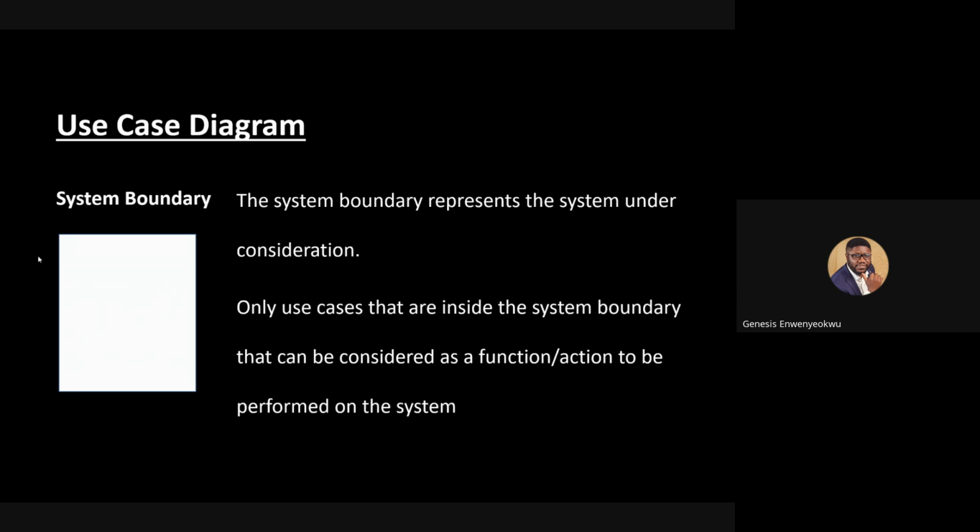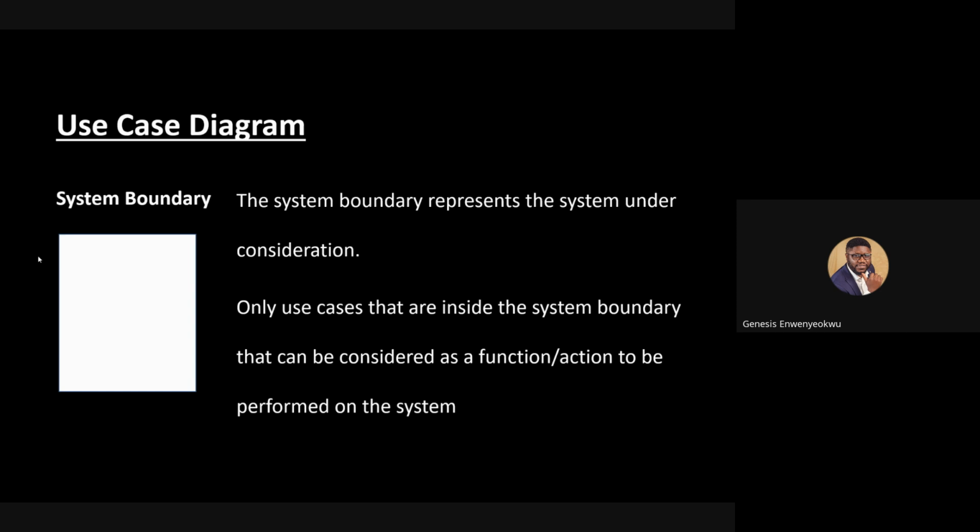Okay? So the last component is what we call the system boundary. The system boundary basically represents the system you're talking about. We have a component that represents the actor. We have one that represents the functionalities. We have one that represents the relationship. What we now use to represent the system is the system boundary.